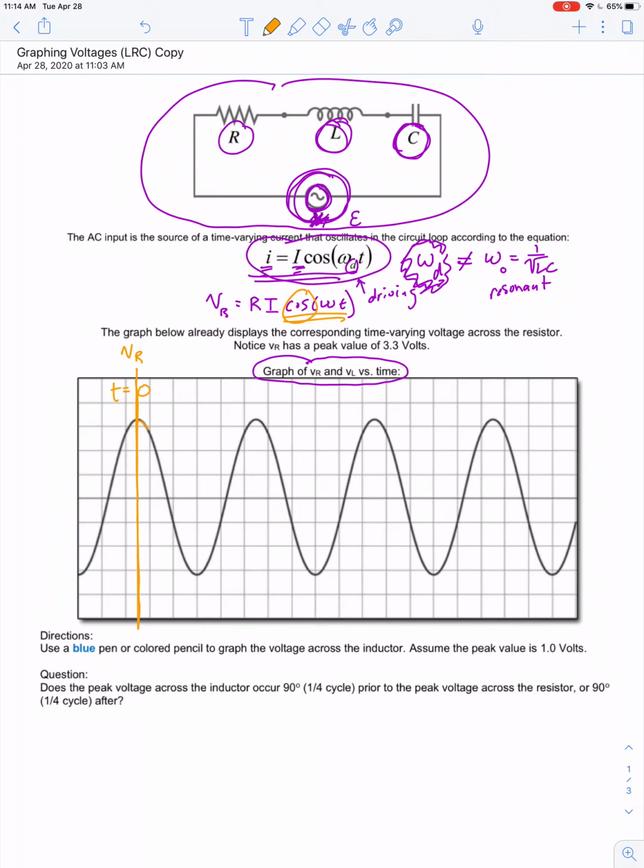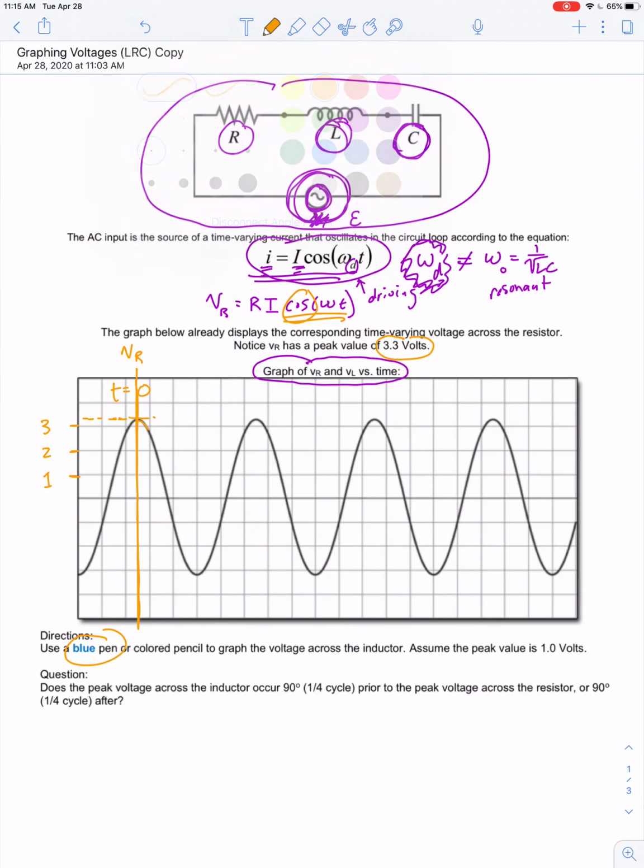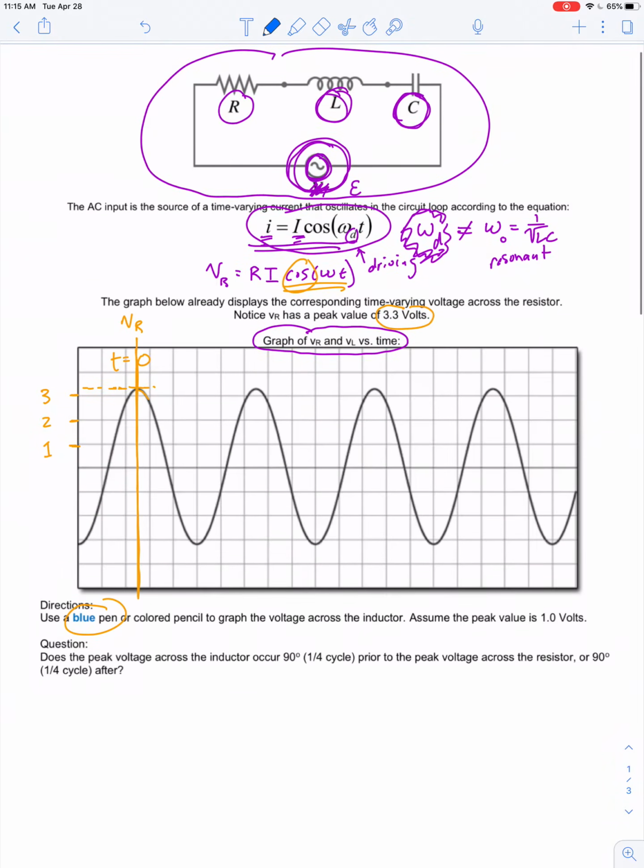It also says, notice that the maximum value of the voltage is 3.3 volts. So I suppose that means every line on the graph paper is worth 1 volt. Let's see, there's 1, 2, 3, yeah. The peak value would correspond to about 3.3 volts, so that looks good. So here are our instructions. We have to use a blue pen. Let me switch over. Okay, so I've got my blue pen selected.